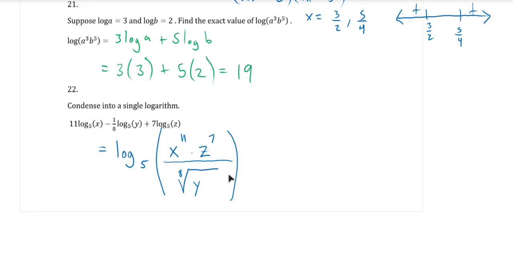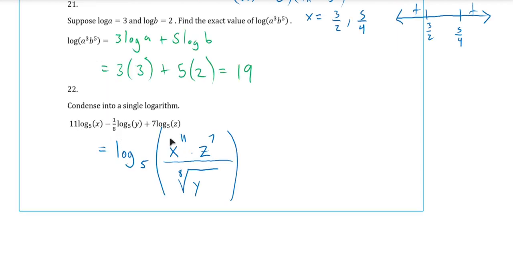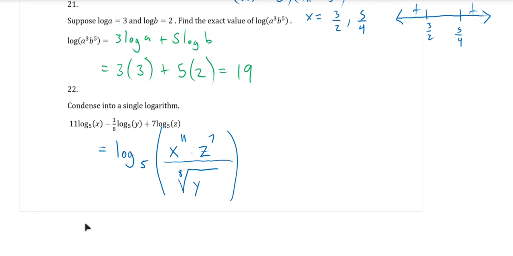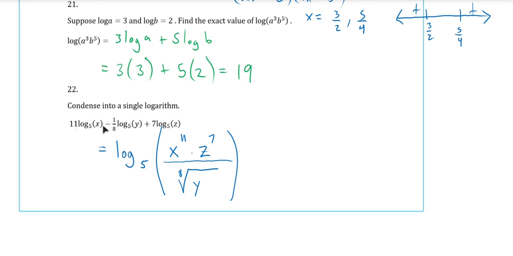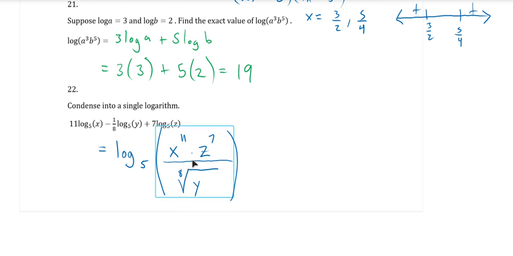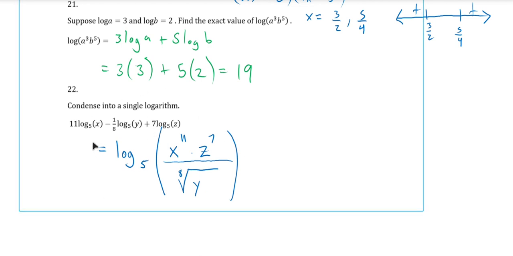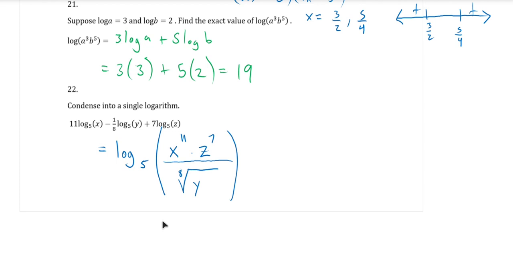Question 22 asks us to condense these into a single logarithm, which is an important first step for solving logarithmic equations. Now, the products come inside as powers. The subtraction here is going to come inside as division. Don't forget that a 1/8 power is an 8th root, and that gives us our overall expression. Once you understand the patterns thoroughly, you can sort of proceed to one-step this kind of problem.